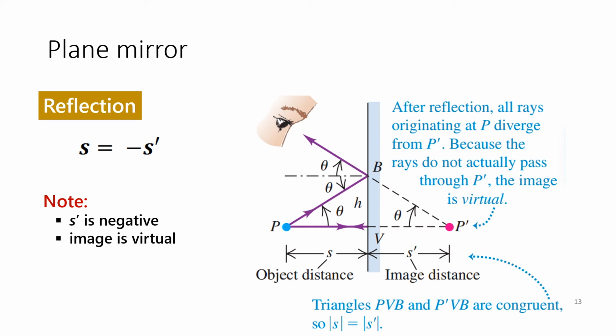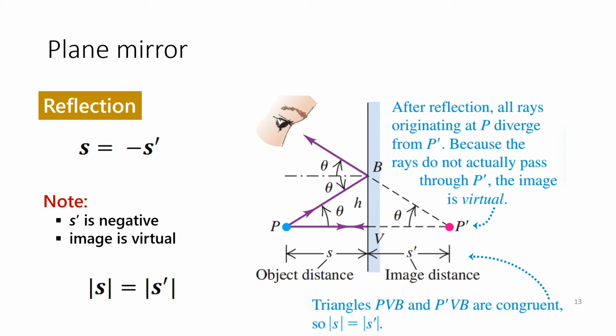Now, the image location, P', is determined by the sight lines and not the outgoing rays. Owing to symmetry, the object and the image should be equidistant from the mirror. As seen in the picture, all rays originating from P always diverge from P'. If you trace the outgoing rays, we trace them based on the law of reflection.